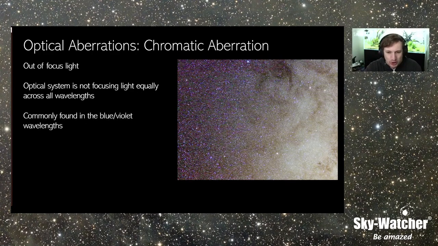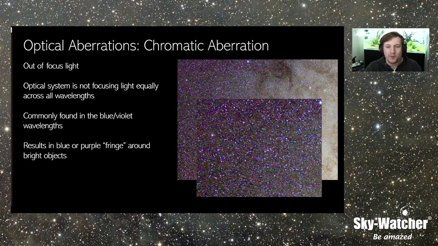Now, this is usually present more in the blue and the violet wavelengths, and it shows up as these blue or purplish halos. If you've ever seen a cheap pair of binoculars pointed at something bright, or a cheap camera lens pointed at a rooftop or some real high contrast area, you'll see that blue or purple fringing around it. That's chromatic aberration, that purple fringe that we generally see. Now, this is a pretty common aberration. It's probably the most common out of all of them.